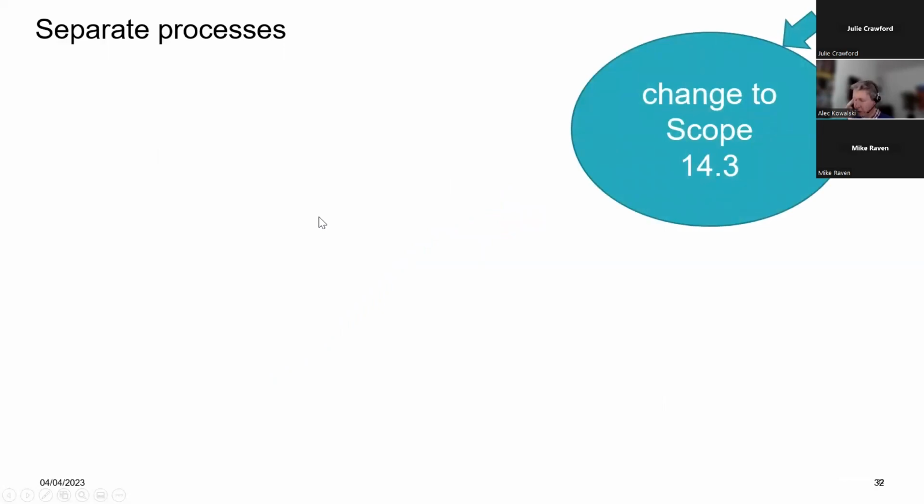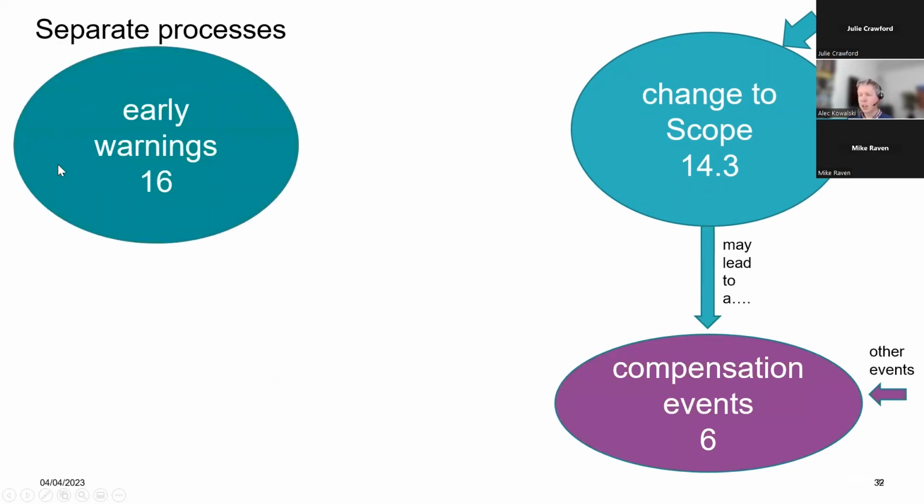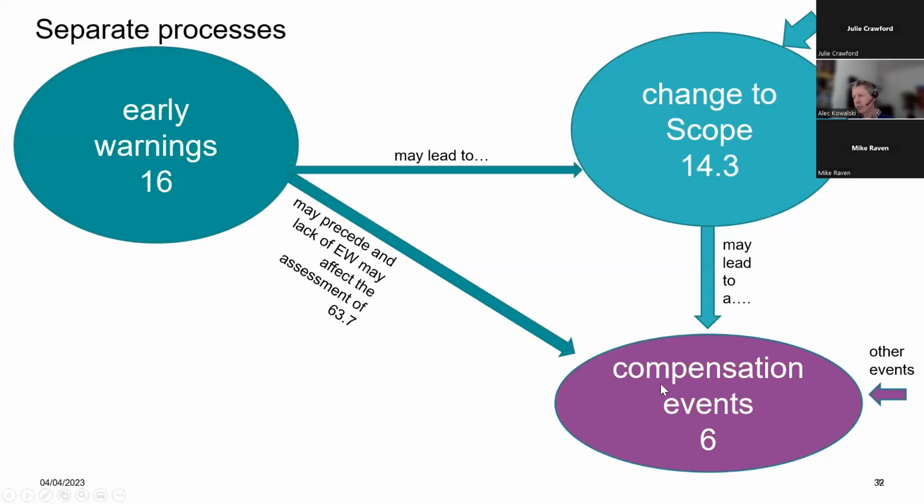And then very, very briefly, because these things get mixed up, changes to the scope can lead to compensation events. Other events can lead to compensation events. Early warnings, which we've had from a different bite size, may lead to changes in the scope. They may not, because you might early warn of something which then doesn't happen, right? Early warnings may precede compensation events, and the lack of early warnings may affect the assessment of compensation events. So they're linked, but they're not the same. And early warnings do not lead to quotations. Okay, early warnings may lead to compensation events, which lead to quotations.